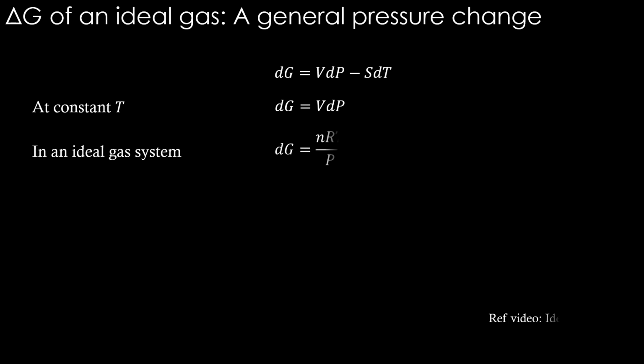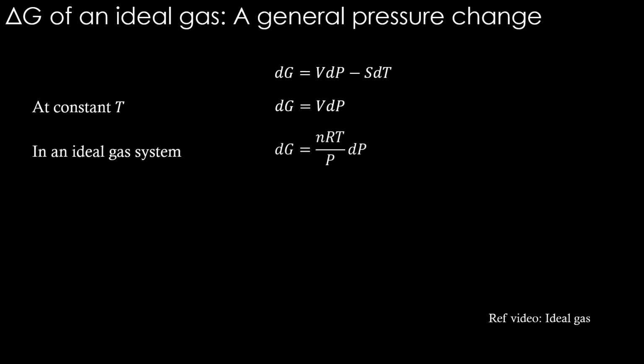Let's start with considering Gibbs energy change of an ideal gas in a general pressure change situation, not from this PA standard to PA phi, some general pressure change. Let's call it some initial pressure to final pressure. Let's start with the expression we derived in the video origin of thermodynamic functions, dG equals VdP minus SdT. If we consider temperature to be constant in this pressure change, then dG will be equal to VdP, the SdT term disappears. If we consider the gas to be an ideal gas, then we can use the ideal gas law.